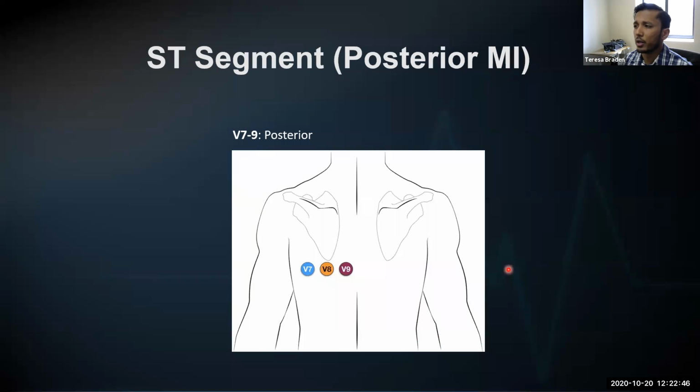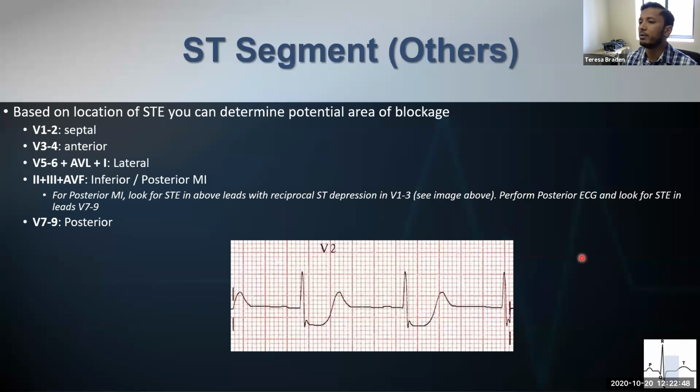And what you're going to do, I had this next slide. When you're looking for the posterior MIs, say you did an EKG, you look at 2, 3, AVF and you see some elevations, you're like, okay, I know there's ACS involved. Is this an inferior infarct or a posterior infarct? Then the next thing you're going to do is look at V1 through 3 and if you see ST depression, then you might say, okay, now I need to do a posterior EKG. So not the same thing as right-sided, which we'll get to, but a posterior EKG.